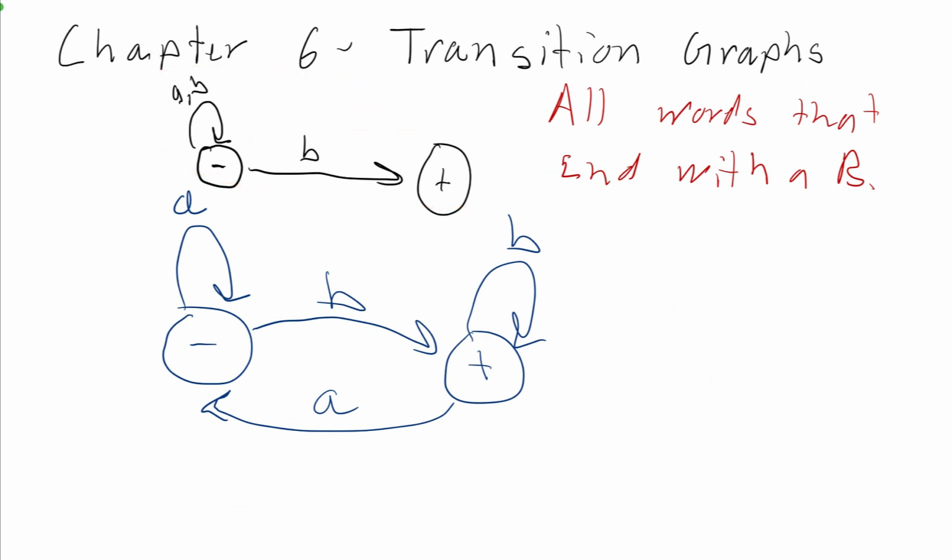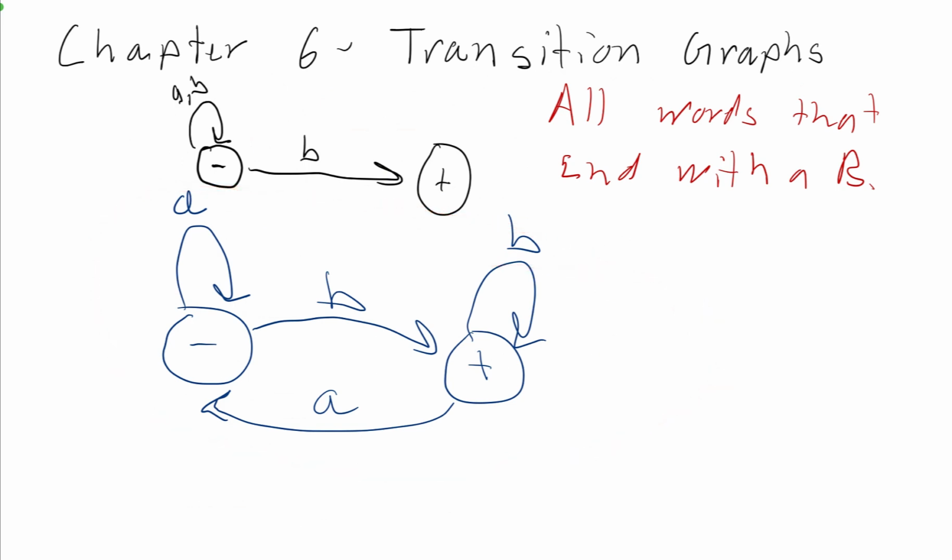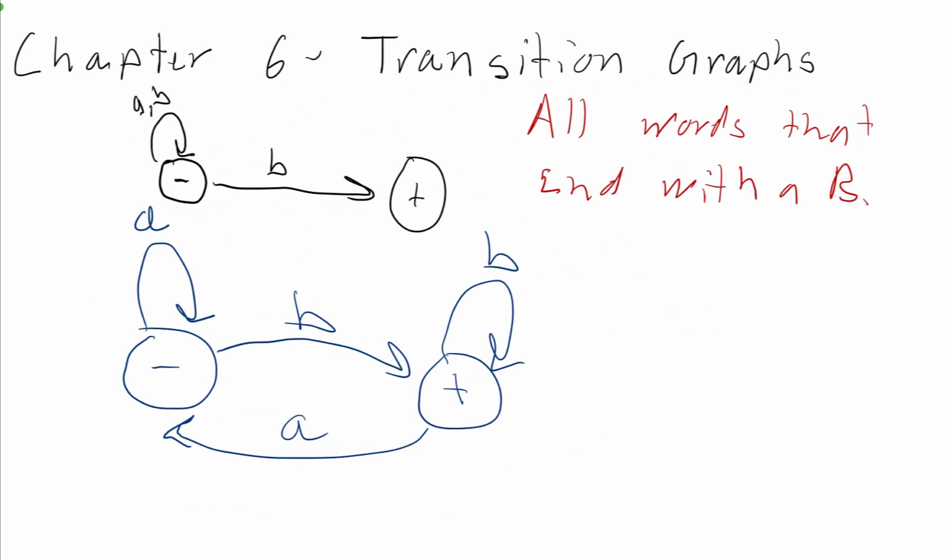Now, another thing, all finite automatas are also transition graphs. So this can be considered a transition graph as well. Now I'll leave you with one more example. What if we wanted a transition graph that accepts the language even? How would we make that? Of course, one answer is the finite automata that accepts even that we studied in the last chapter, because all finite automata are also transition graphs.